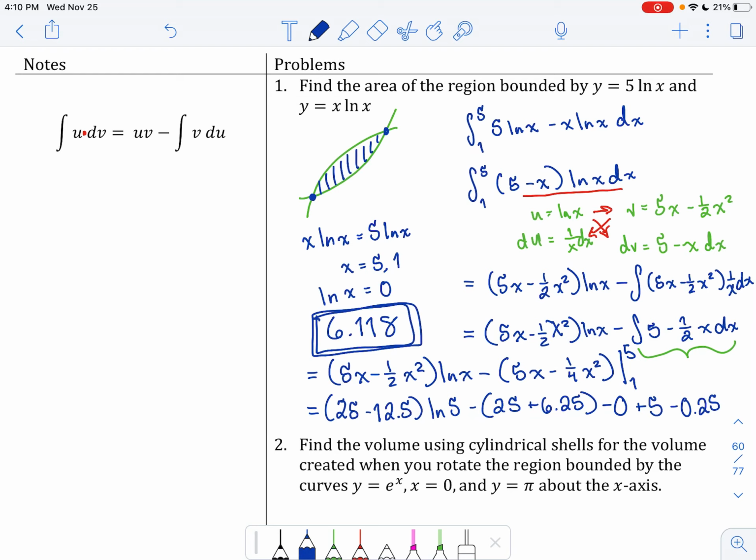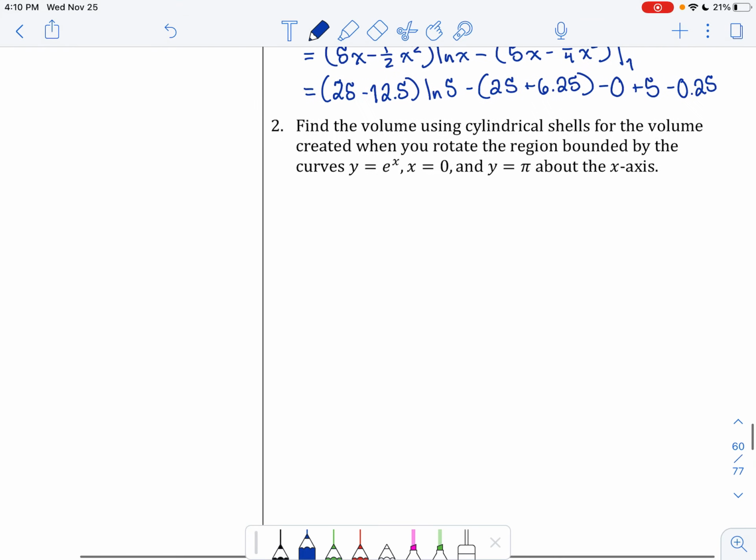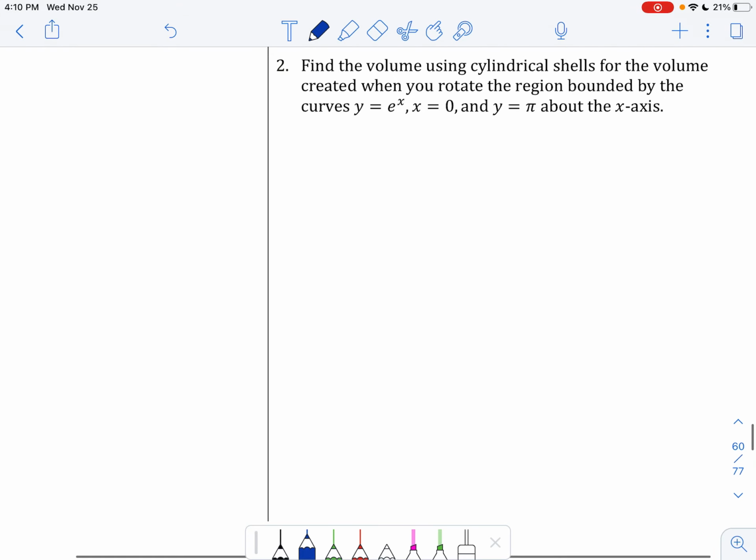Hopefully this example was helpful. Now let's do a little review for cylindrical shells. So find the volume using cylindrical shells for the volume created when you rotate the region bounded by the curves y equals e to the x, x equals 0, y equals pi around the x-axis.